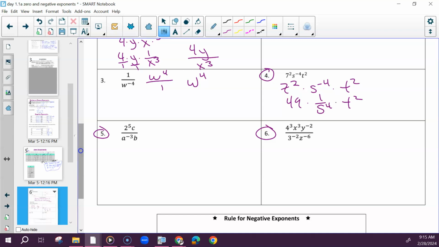And then if I were to condense that, remember the 49 and t squared there are over 1. So those are going to be what's in the numerator. S to the 4th is going to stay in the denominator. So 49t squared all over s to the 4th. Questions about that one before we do 5?